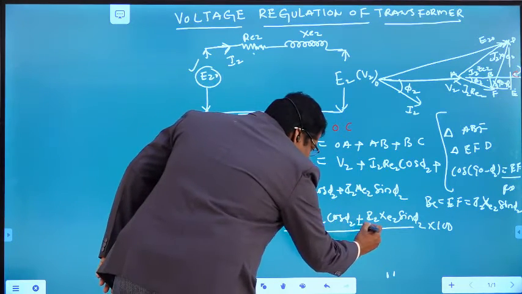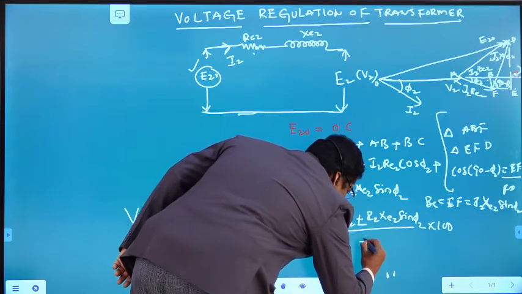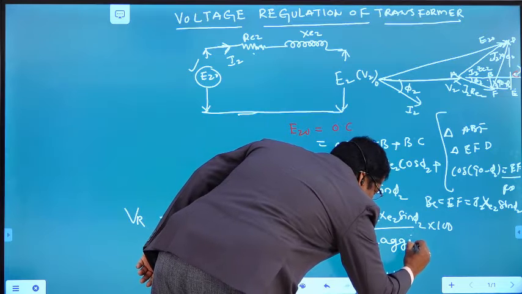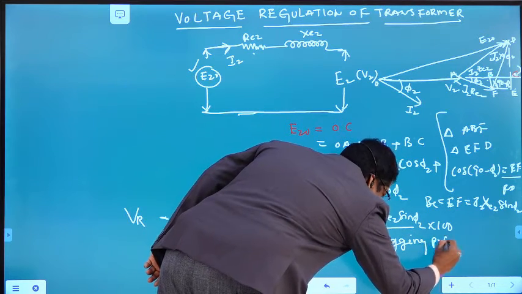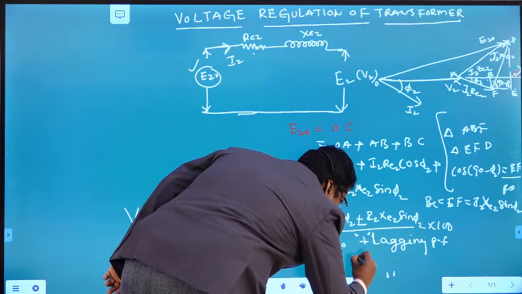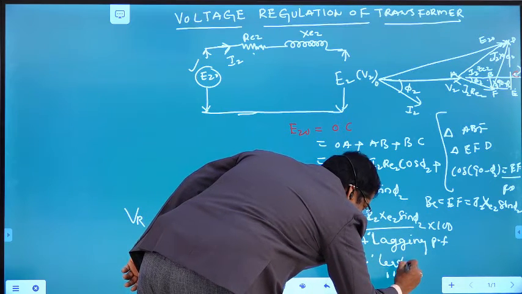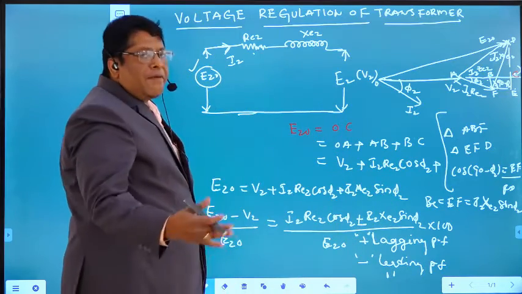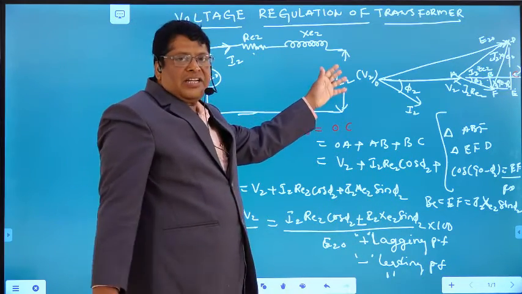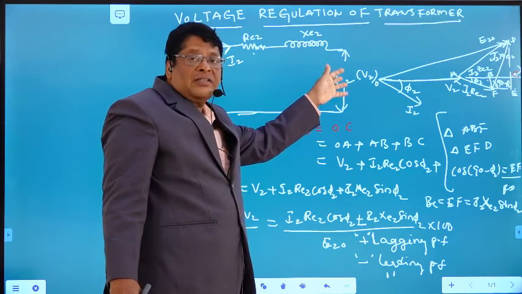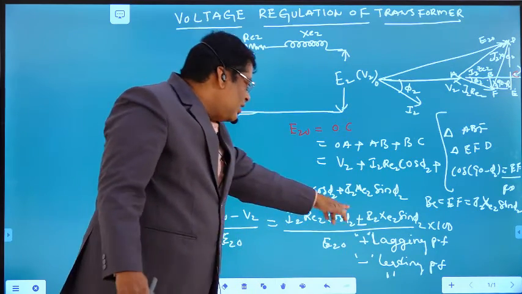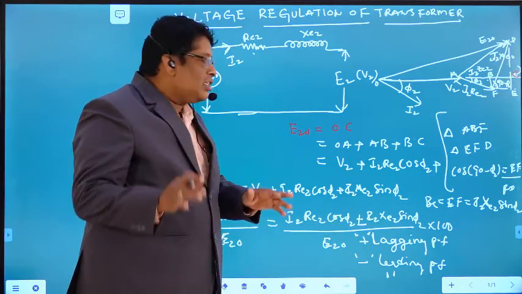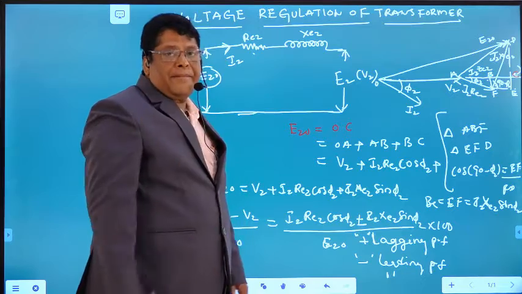See here, plus or minus: plus for the lagging power factor, whereas minus for the leading power factor. That is, depending on the type of load connected across the secondary winding, across these two terminals, if it is a lagging power factor, you take the plus in this formula. Otherwise, if the load is a leading power factor, you take the minus.